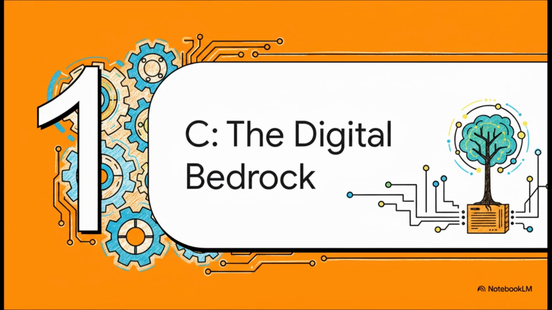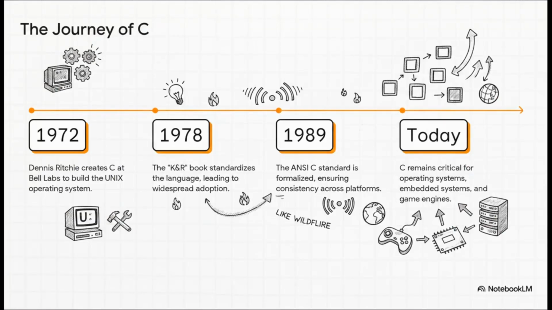C's story kicks off in 1972, and it started from a very practical need. A guy named Dennis Ritchie at Bell Labs needed a better tool to build the Unix operating system. Then, its popularity just exploded with the now famous K&R book in '78. By 1989, the ANSI C standard made it official, making sure code could run consistently everywhere. And if you fast forward to today, C is still the absolute gold standard for anything that needs to be super fast and super reliable.